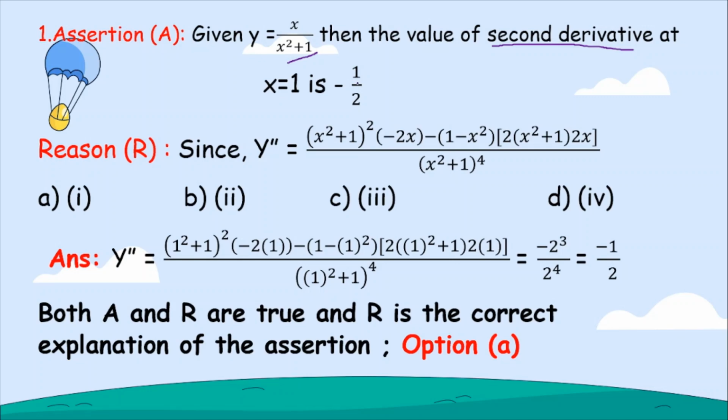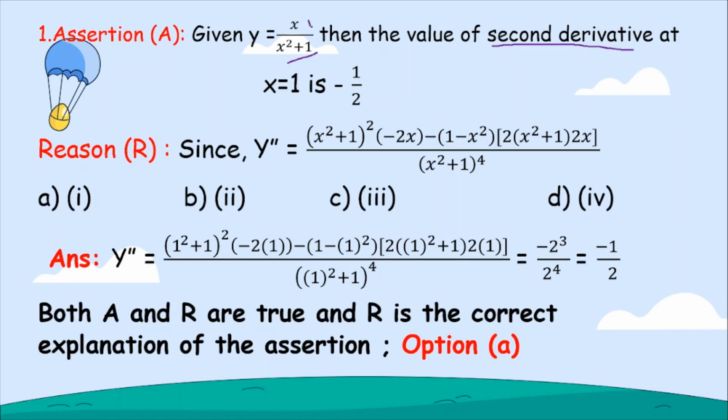This is the assertion. The reason is given: y double dash, that means the second order derivative of the given function y is, see here, they have derived and given. So one statement is given, a second derivative. We have to select whether it belongs to A, B, C or D. We already know what is A, B, C and D, so we are checking the answer. First I told you to check the reason. So find the second derivative.